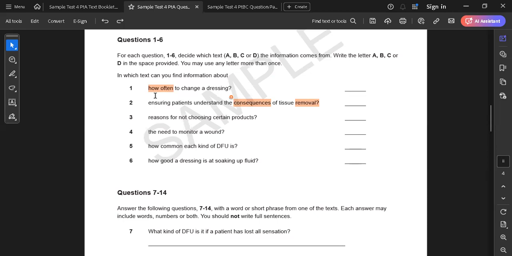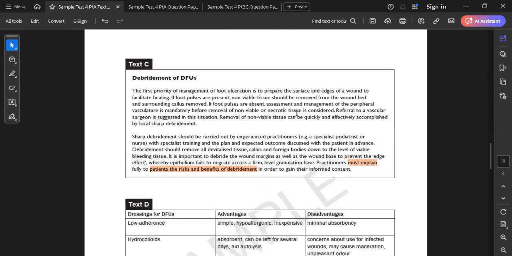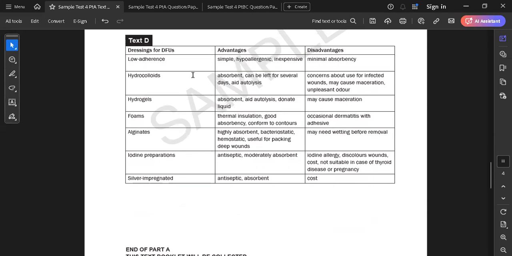Now you said the answer is B. Now you said the answer is D. Okay, let me take you here. They did not mention anything about how often in text D. There is some information about dressing here in text D also, but did they mention how often? That was your answer. I'm just checking your answer first. You said the answer is D, because you have seen the word dressing here.